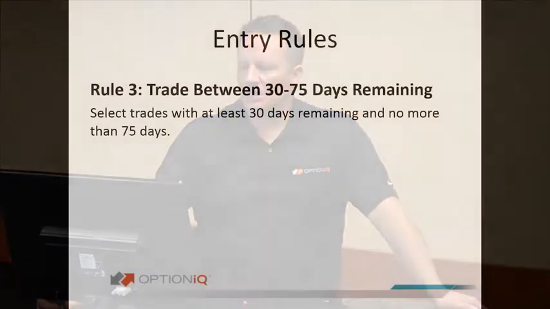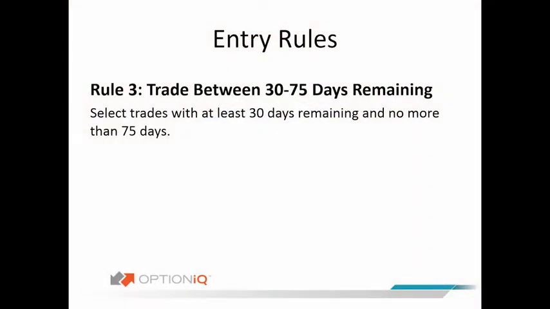Rule number 3 is trade between 30 and 75 days remaining. Earlier, I talked about how time is your friend, and how time value decays. So as time goes by, the option value actually decays or shrinks in value. Again, I pointed out during that demonstration and on that slide that the best time to enter trades, if you're selling options, is within that last 30 days.